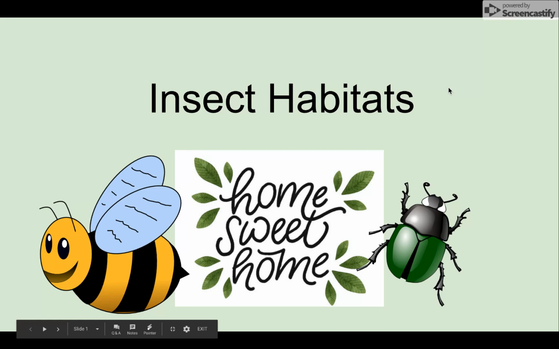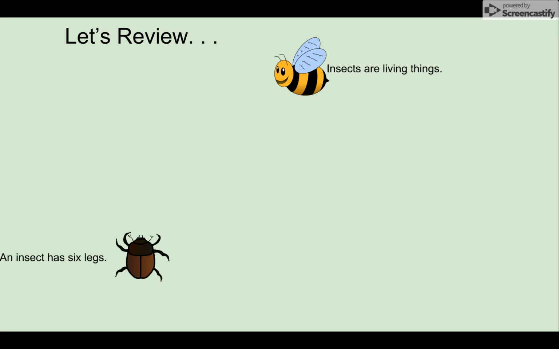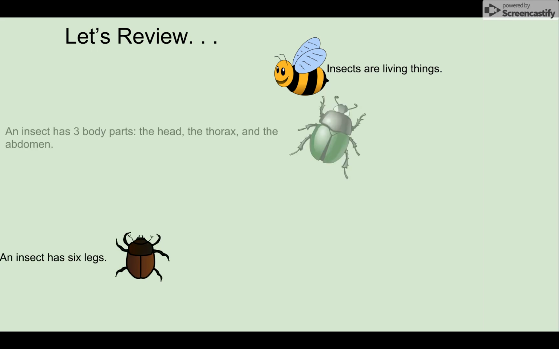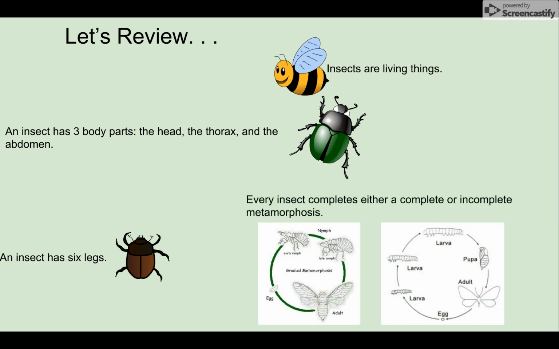Hi, boys and girls. The topic of today's lesson is insect habitats. Let's review what we've already learned about insects. Insects are living things. An insect has 6 legs, 3 on each side. An insect has 3 body parts: the head, the thorax, and the abdomen. Every insect goes through either a complete or incomplete metamorphosis.